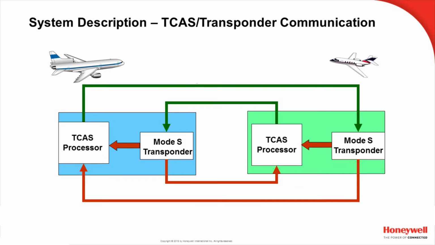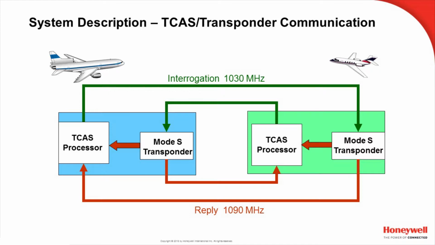TCAS is, of course, a collision avoidance system, but it is also effectively a communication system. And this is something commonly misunderstood about TCAS. TCAS is entirely dependent on communication with the transponders installed in other aircraft. You can see in the diagram, TCAS sends interrogations on the frequency of 1030 megahertz. They're received by the other aircraft's Mode S, which then replies on a frequency of 1090 megahertz.